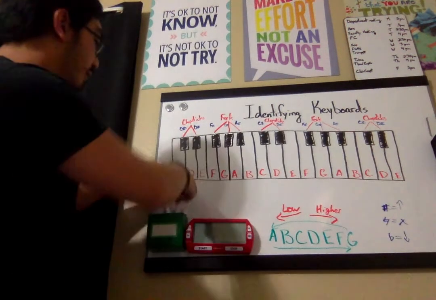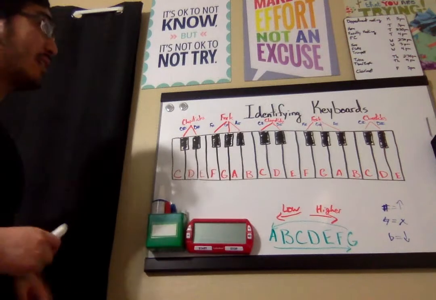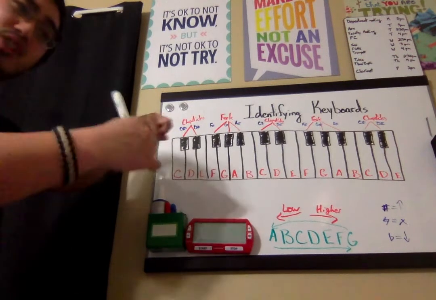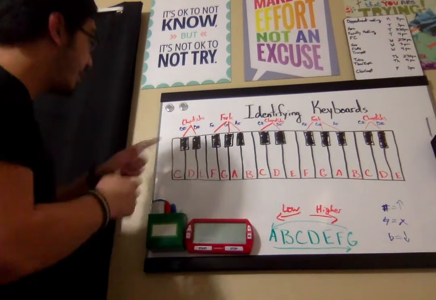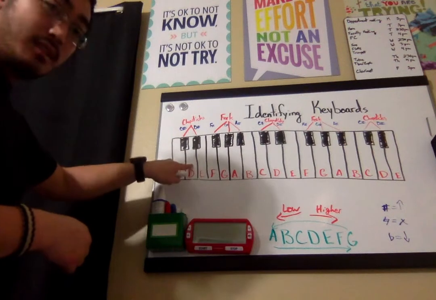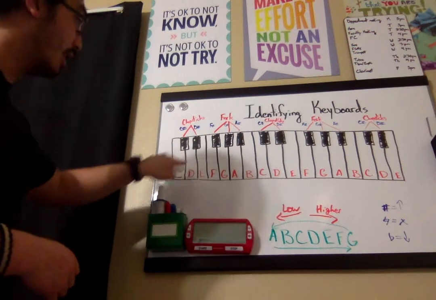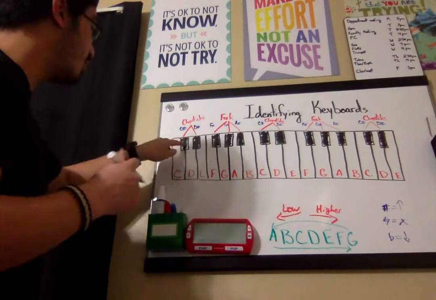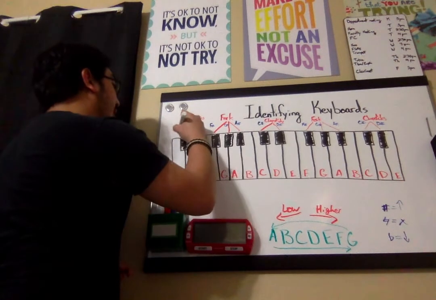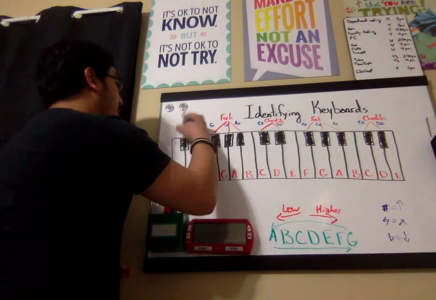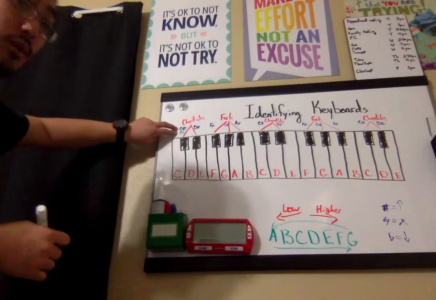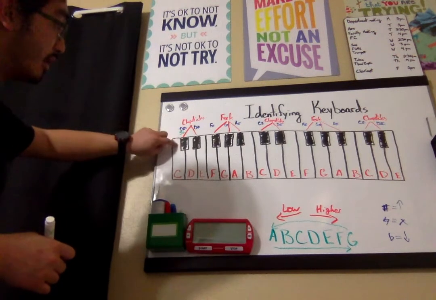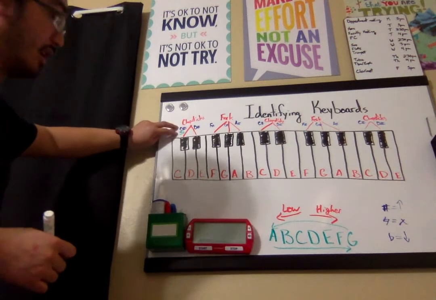So here's where our flats come into play. Flats are the same principle as sharps, but just going the other direction. So this black key is still in between C and D. It's D to the left, one button, so it can also be called D flat. Even though it already has a name of C sharp, you can use both names, C sharp and D flat.